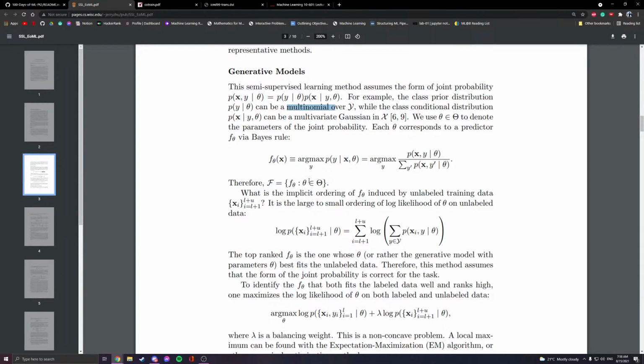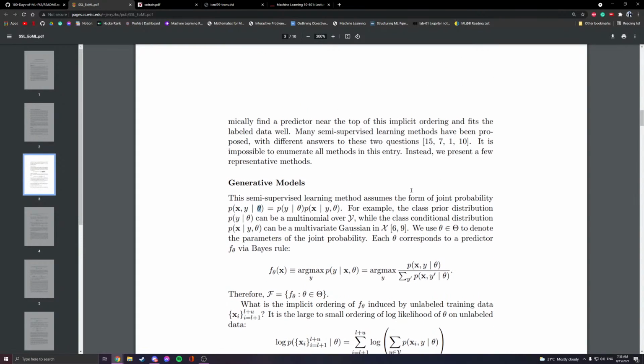Okay, we have some generative model here with some probability. Y, conditional of theta. What is theta? Multinomial over Y. Parameters of the joint probability. A predictor f of theta.